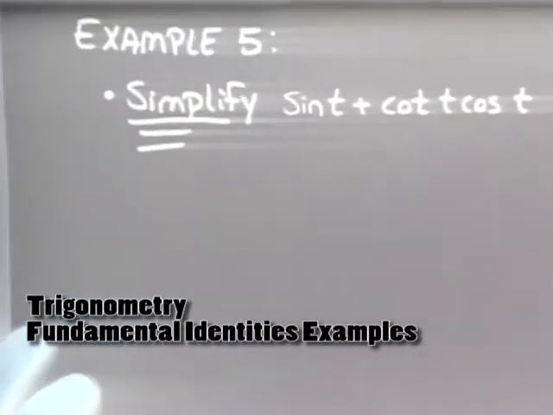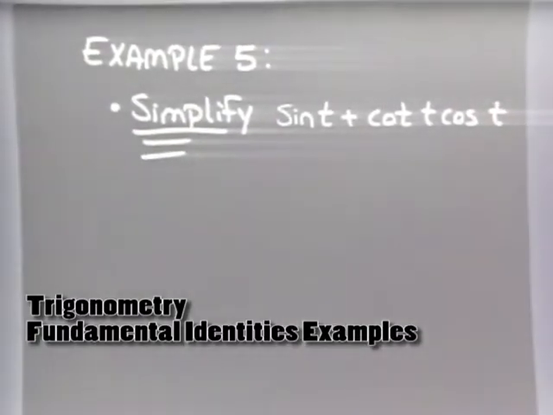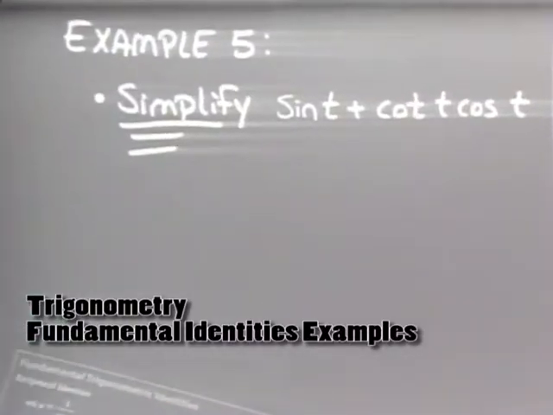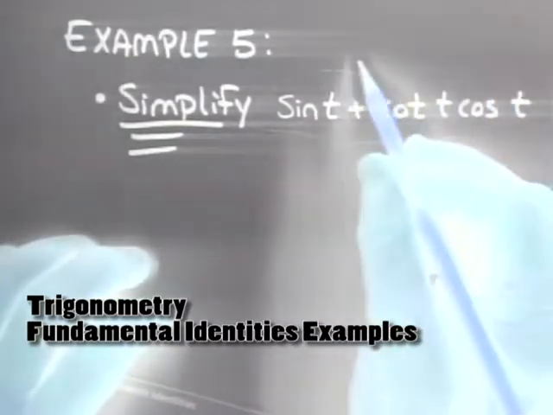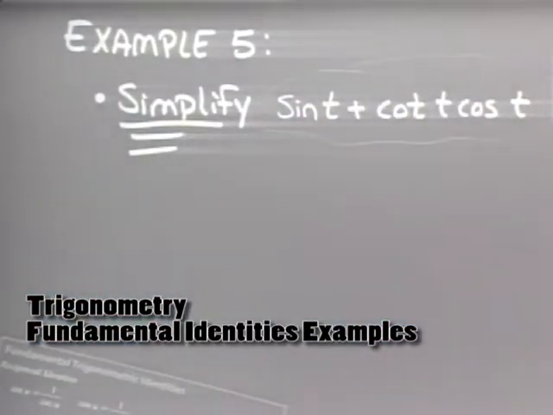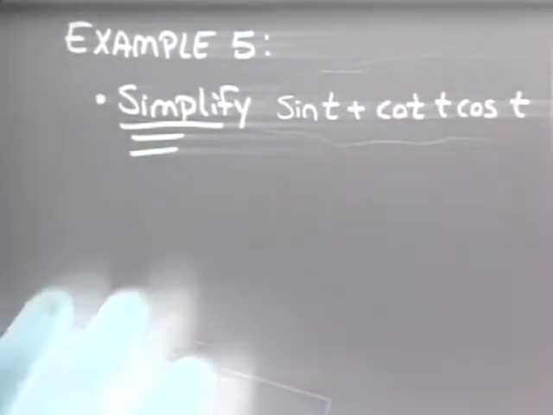All right, example 5. Here's the thing with example number 5. This is kind of one of the main things we do with our trig functions: you're going to be given a trig expression. Notice it doesn't have an equal sign, so it's just an expression and needs simplified. So we are supposed to somehow simplify this. So let's see what we're looking at.